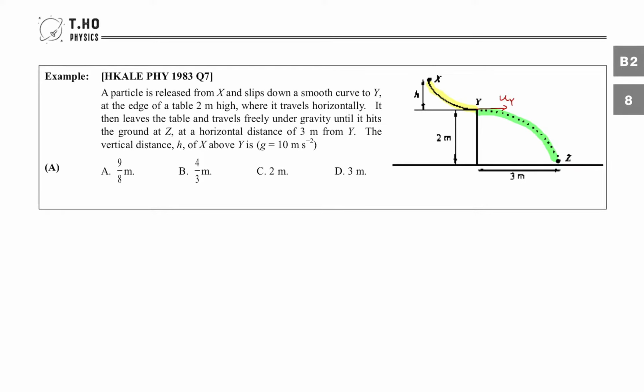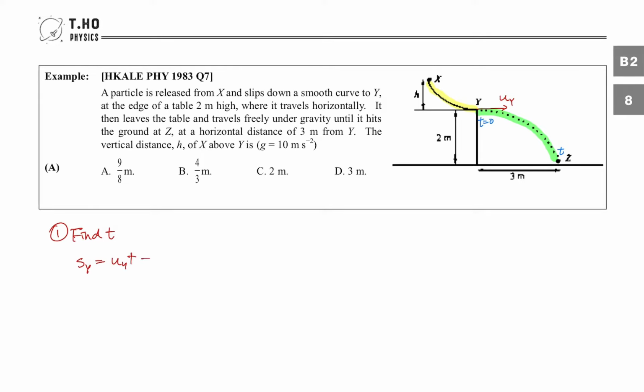Okay, so let us consider the green part of the motion first. I would assume at the beginning of the green part, time is equal to 0, and when it hits the ground, the time is t. Like what we have done before, we would like to calculate the time t by considering the vertical motion. Here, we know that the particle has dropped for 2 meters throughout this time period. So we would look at the vertical part of the motion.